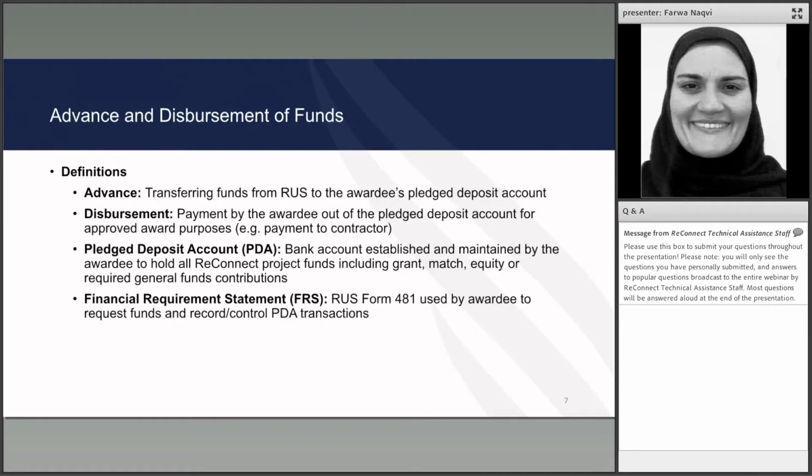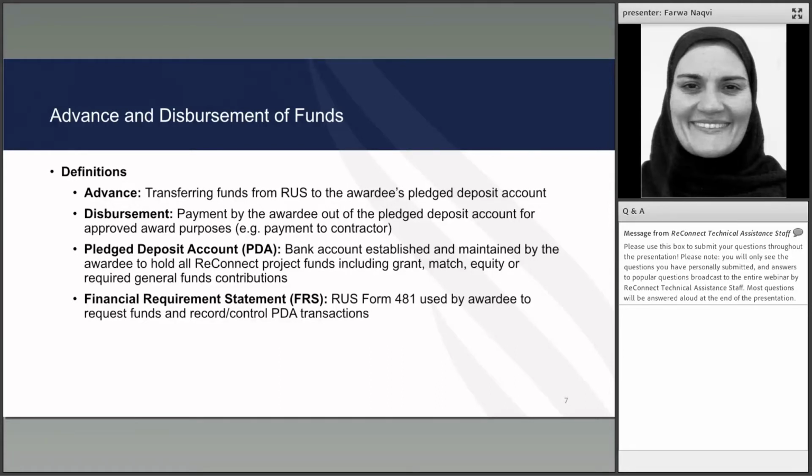Before we get started on the procedures, there are a few key definitions in the guide that I would like to cover. The first key definition is an advance. Well, what does an advance mean? An advance simply means that once an FRS is approved by RUS, the approved amount is deposited into the awardee's pledge deposit account. The second key definition is a disbursement.